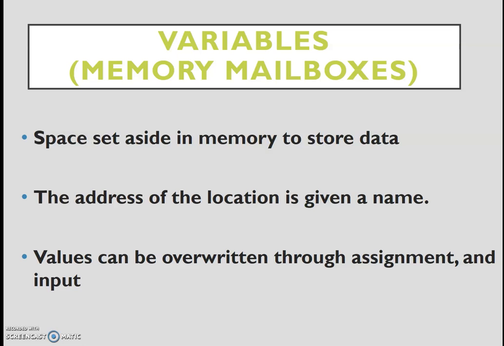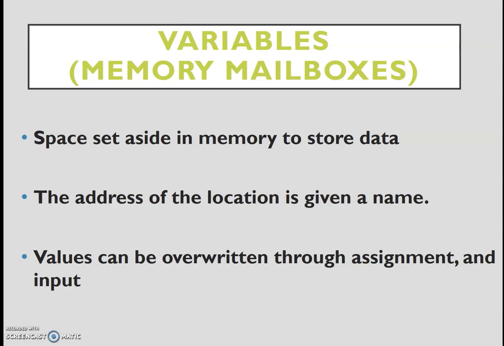In computer science, variables are used to set aside locations in memory to store the information needed for processing our program, whether it's inputting names, numbers, scores, and then using them to calculate our scores, and then storing them again into other variables. The address of a location is always given a name, and that name generally is relative to the information being stored in it. The values within the variables can be overwritten through assignment or also through input.